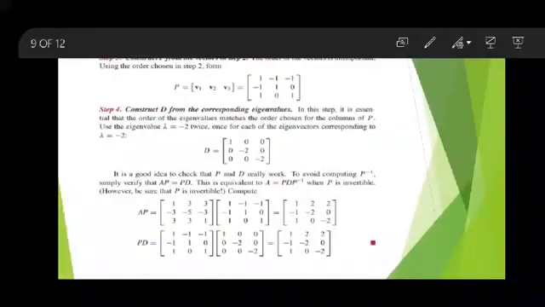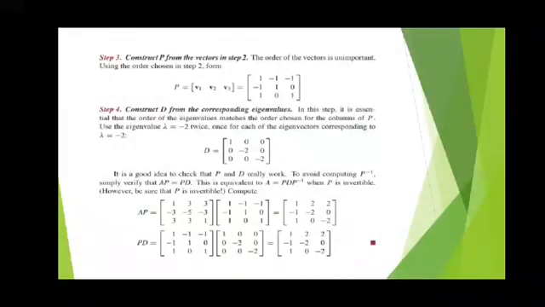Coming to step 3, we take the v1, v2, v3 we got and put them as columns of the matrix P. So P is the matrix of v1 v2 v3. We know that v1 is 1 minus 1 1, v2 is minus 1 1 0, and v3 is minus 1 0 1. So substitute that.